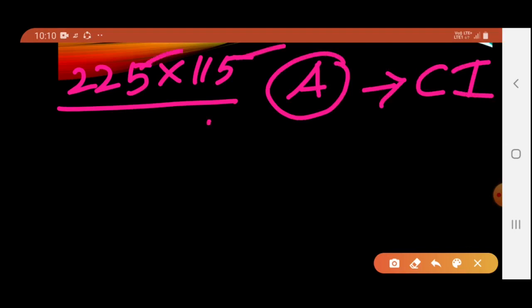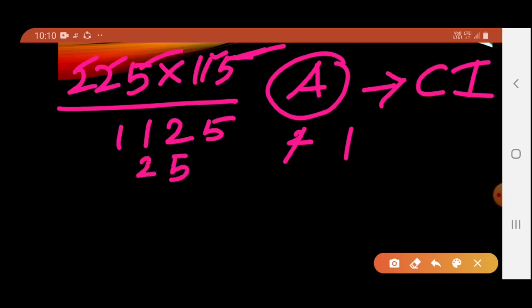5 5s are 25, remaining 2. 5 2s are 10, 10 plus 2 is 12, remaining 1. 5 2s are 10, 10 plus 1 is 11. Next we have to multiply with 1. 1 5 is 5, 1 2 is 2, 1 2 is 2. Next we have to multiply by 1. 1 5 is 5, 1 2 is 2, 1 2 is 2.